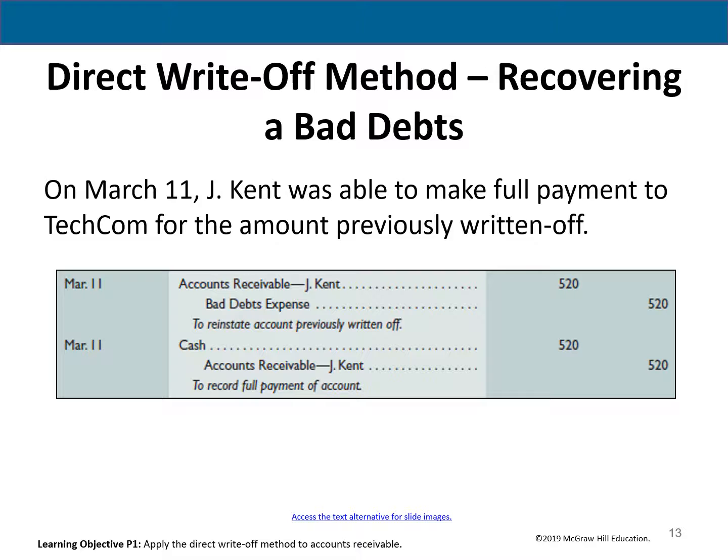So we go through a two-step process. The first is we reinstate Kent's account. So we reverse what we did when we wrote off his account. We debit accounts receivable and credit bad debt expense. And then we debit cash and credit accounts receivable. Now, if you're sitting there saying, oh, I could see an easier way of doing this. Yes, you can, but that's not what you do. Okay? You have to do this two-step process.